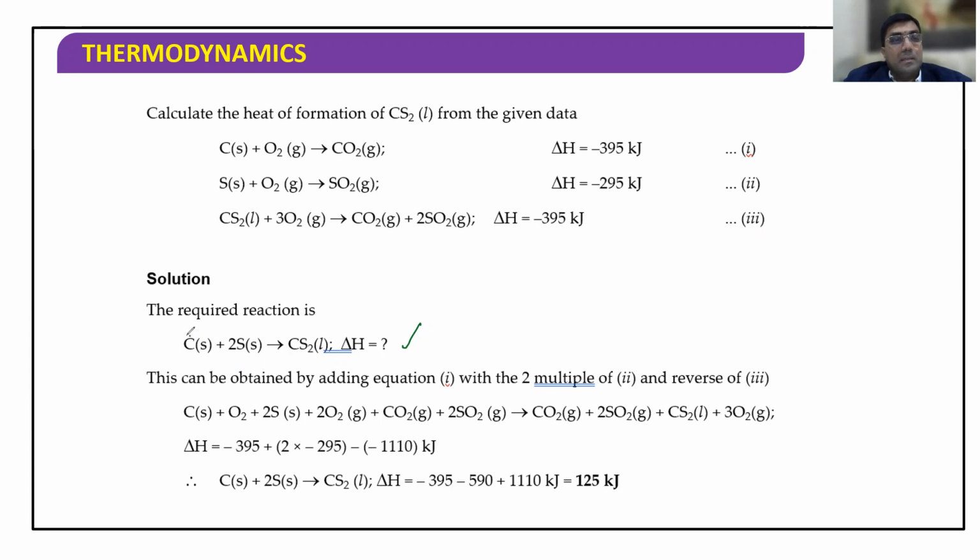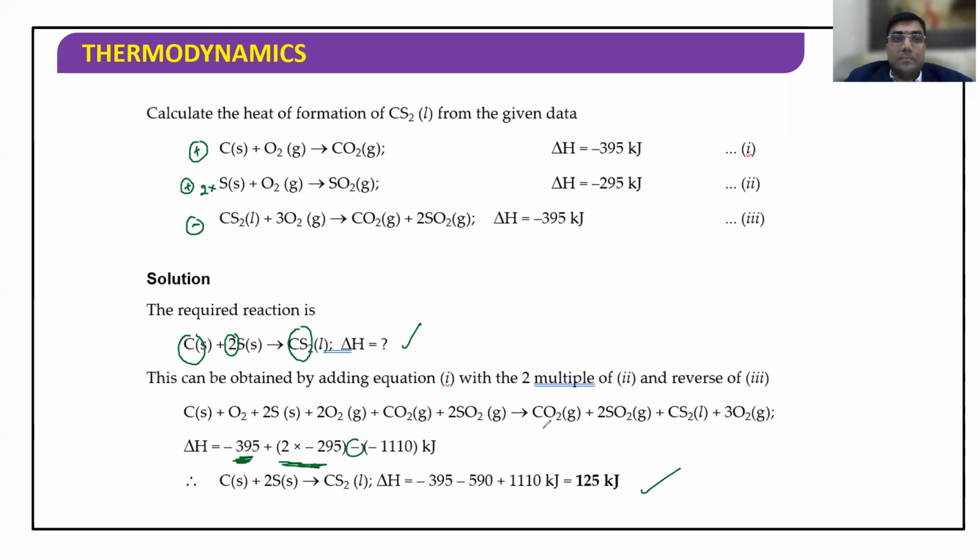First thing, carbon. Which side is carbon? Left side, so it is addition. Next, sulfur is on which side? Left side, also addition, but you have to multiply by 2, two moles. Next, carbon disulfide is on which side? Right side, so subtraction, minus. Clear or not? You can see here minus 395 plus 2 into this one and minus of this one. You get the answer.